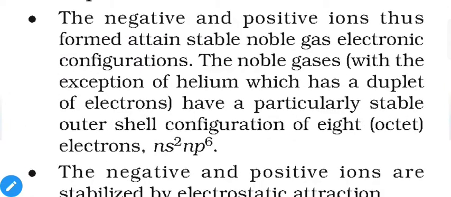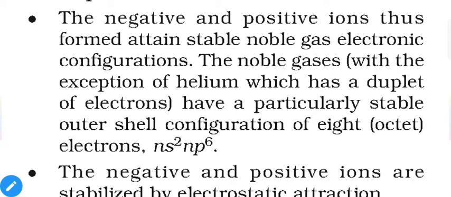The negative and positive ions thus formed attain stable noble gas electronic configurations. The noble gases, with the exception of helium which has a duplet of electrons, have a particularly stable outer shell electronic configuration of 8 electrons, that is ns2 np6.